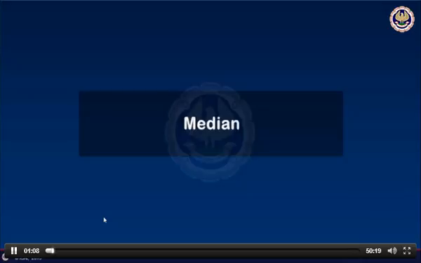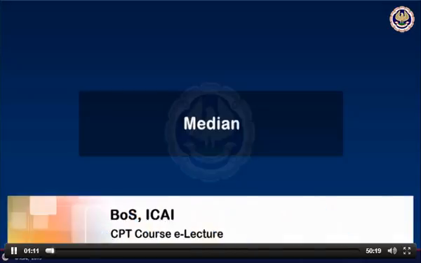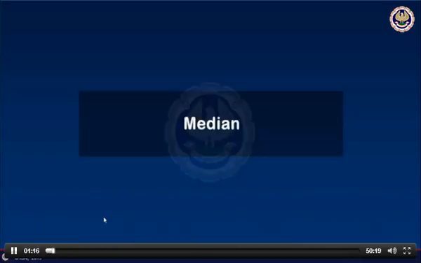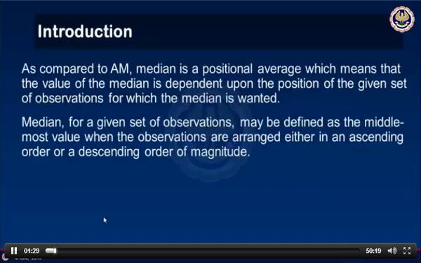As compared to arithmetic mean, median is the positional average, which means that the value of the median is dependent upon the position of the given set of observations for which the median is wanted. In general language, median means middlemost value. As already discussed, median is the positional average, which means that the value of the median depends upon the position of the given set of observations which you want to compute.